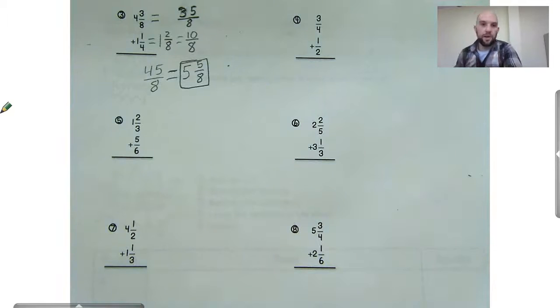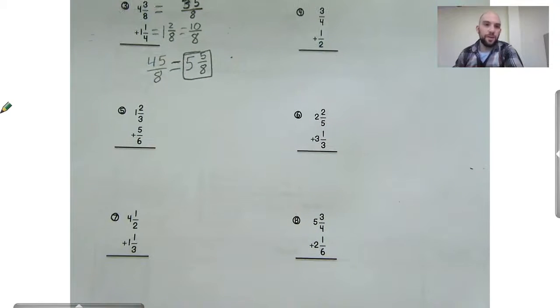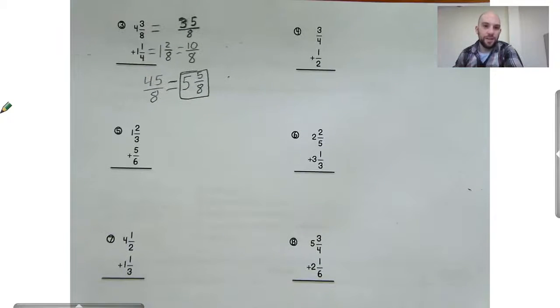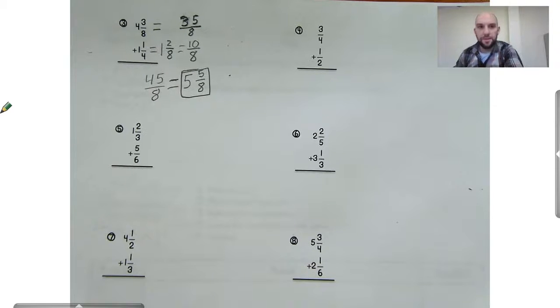So we can always turn those into improper fractions first, add our numerators together, and then turn it back into a mixed number. But a lot of times it's easier just to add our whole numbers together and then add our fractions together. And then if we need to, we can convert.